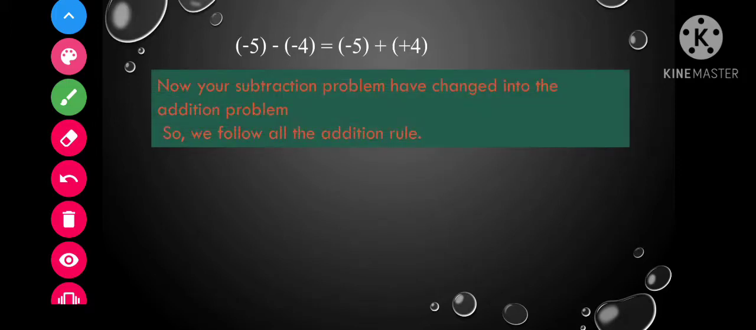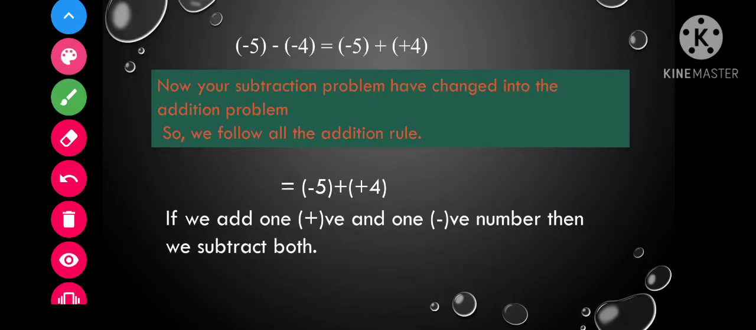So minus 5 minus minus 4 equals minus 5 plus plus 4. Now your subtraction problem has changed into the addition problem, so we follow all the addition rules. Here one is a negative integer and one is a positive integer, so we know that if one is positive and one is negative, then we subtract. So 5 minus 4 equals 1, but the sign of the answer will depend upon the greatest number. 5 is greater than 4, the sign of 5 is minus, so the answer will be minus.